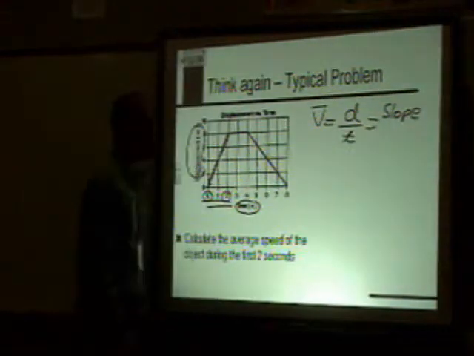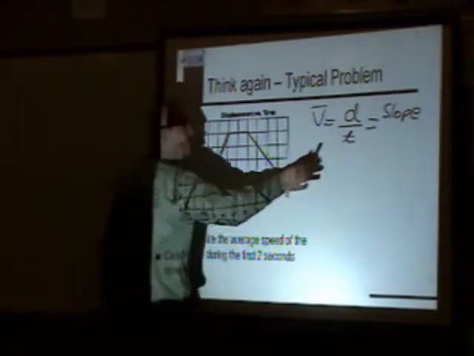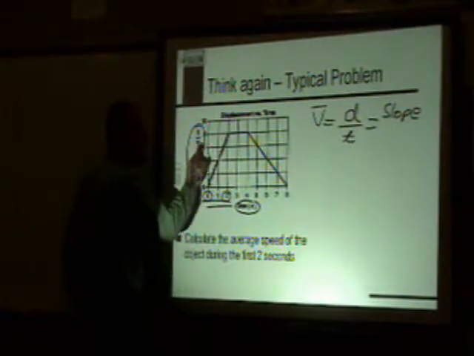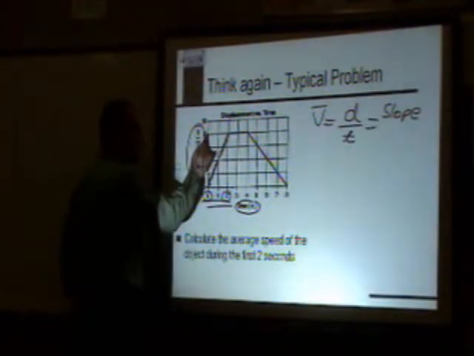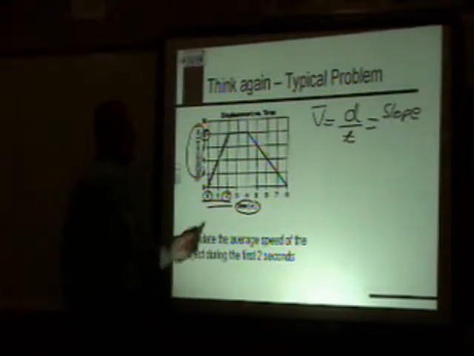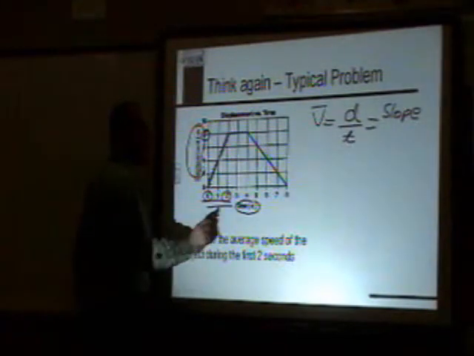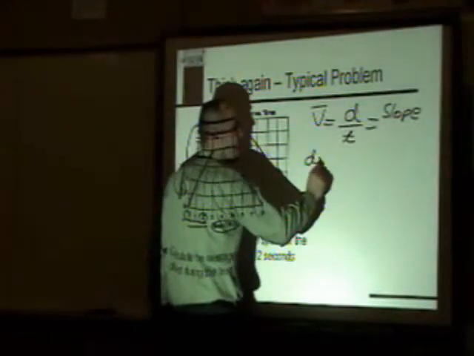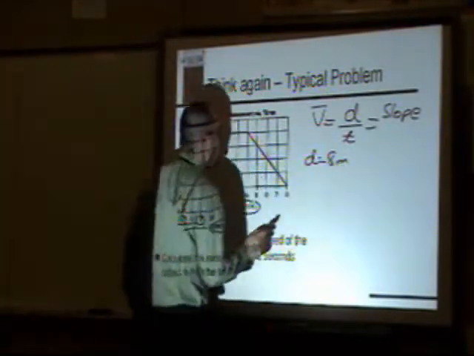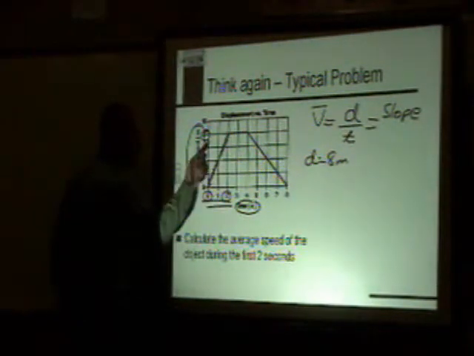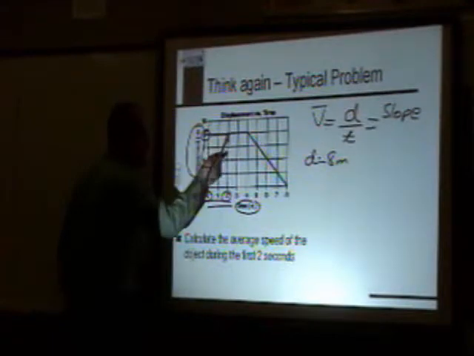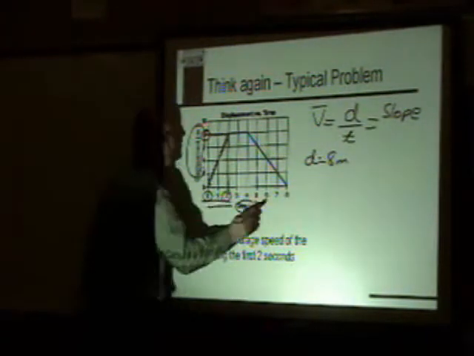Okay? So we could solve it in one of two ways. We could just use the formula and pick a number for distance. For example, let's say that I go up here. My distance right there is 8 meters. My time, for these 8 meters, is 2 seconds.